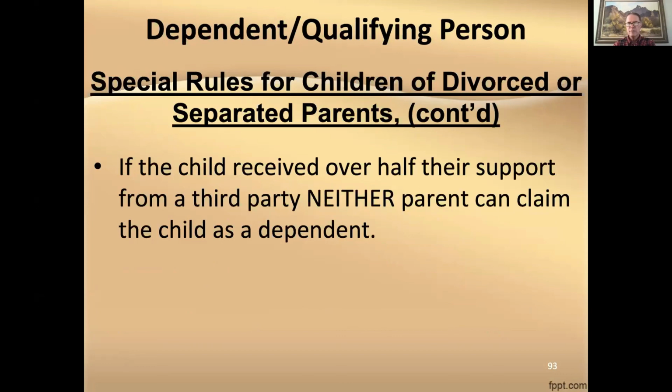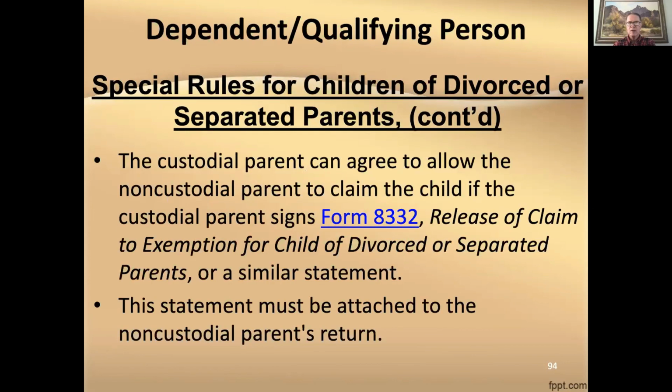It's possible that maybe a grandparent provided more than half the support. Now, what we see most of the time, at least I shouldn't say me, I'm going to have to say me, the custodial parent can agree to allow the non-custodial parent to claim the child as a dependent by signing Form 8332. But that statement has to be attached to the non-custodial parent's return.